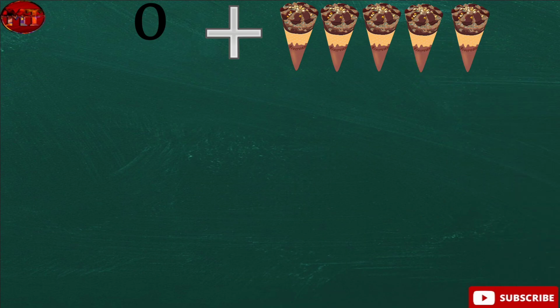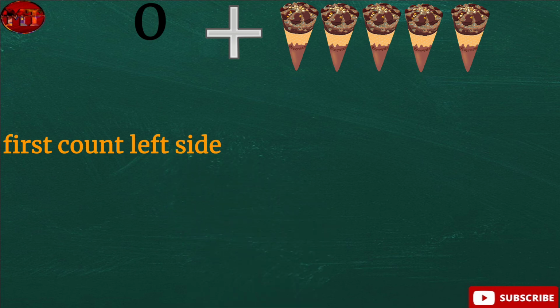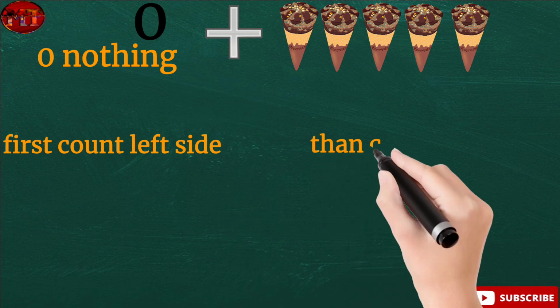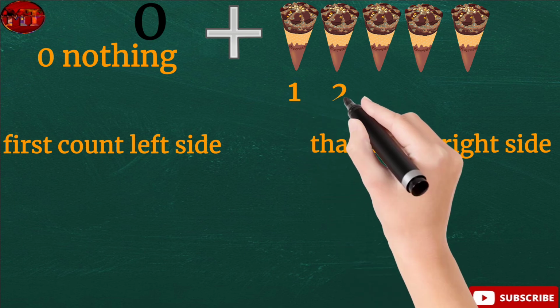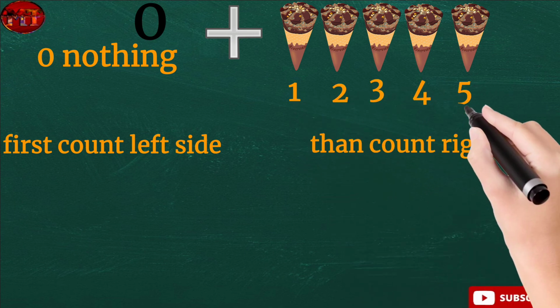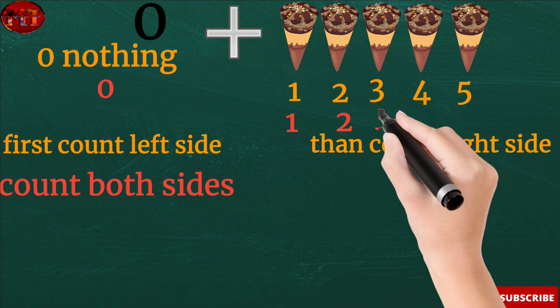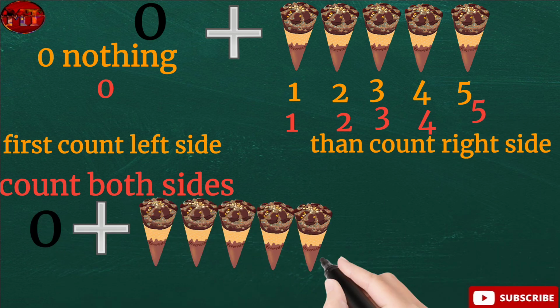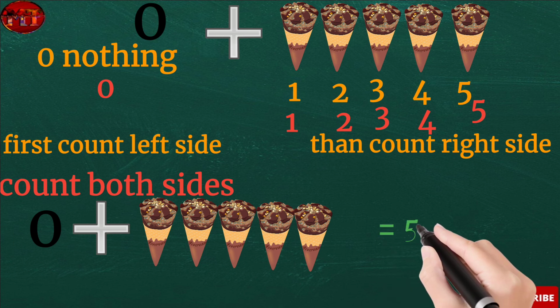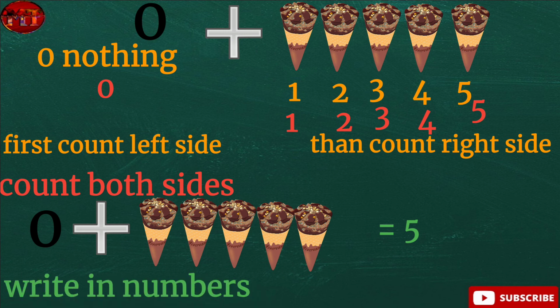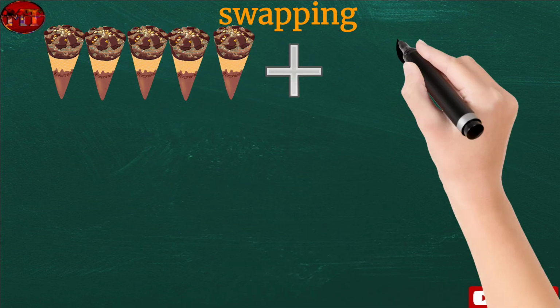0 ice cream plus 5 ice cream. First, we count left side: 0. 0 means nothing. Then count right side: 1, 2, 3, 4, 5. Start counting both sides: 0, 1, 2, 3, 4, 5. So, 0 ice cream plus 5 ice cream is equal to 5 ice cream. In numbers, 0 plus 5 equal to 5.